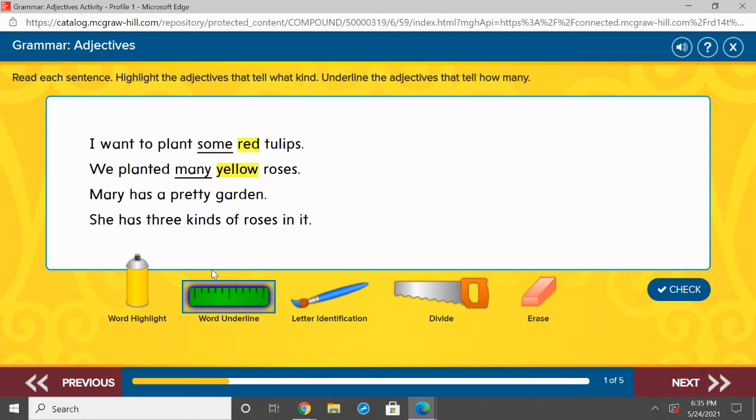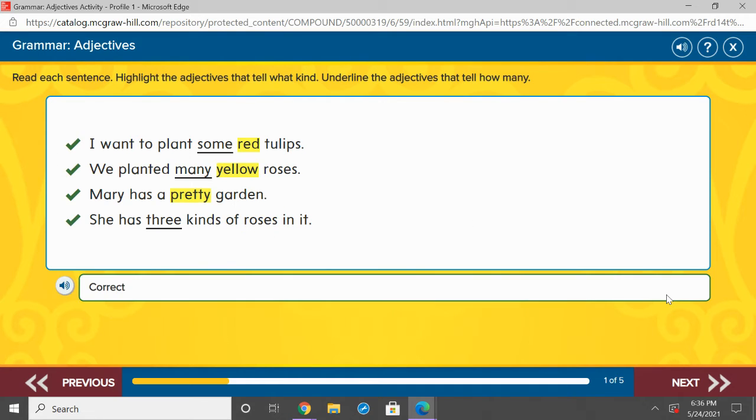Next one, Mary has a pretty garden. Well, what kind of garden does Mary have? She has a pretty garden. So pretty describes the garden. We don't have anything about how many or anything like that. Our last one, she has 3 kinds of roses in it. Well, what describes the roses? What's describing in this sentence is the amount or how many. She has 3 kinds of roses. So that tells us how many. That describes how many roses.